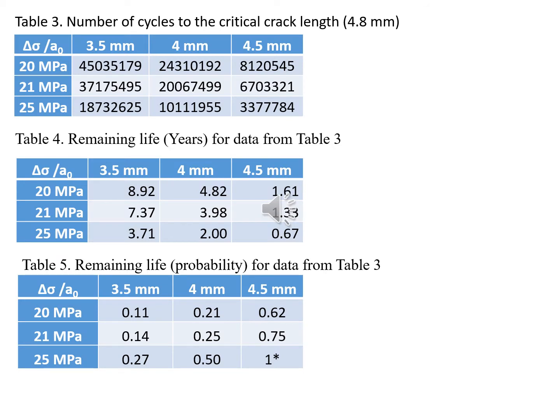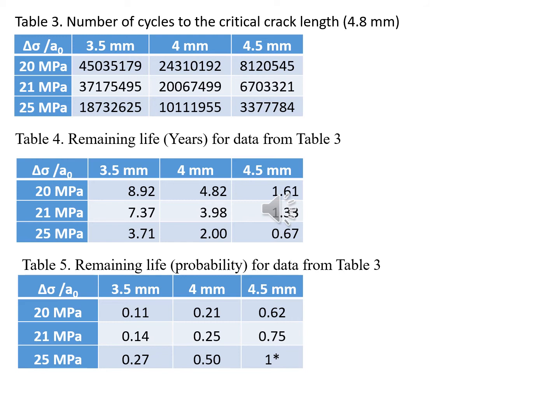The table number 3 shows the number of cycles. Then table number 4 shows the remaining life for data from table 3. And finally, table 5 shows probabilities. You can see that for the shortest initial crack, of course, the probability is the lowest, and it increases with the increasing of the stress amplitude.